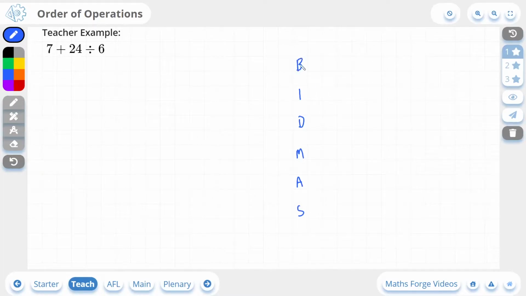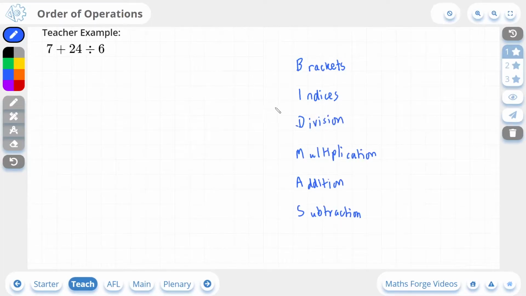So the top letter, which stands for brackets, is the first thing that you should do. Anything that's in brackets, you do that calculation first before you do the rest of them. And it goes in this order. The next operation is indices. Another word for this is powers. So anything with a power, you calculate it after you calculate the terms with brackets around them. The third order of operation is division, then multiplication, then addition, and finally subtraction. And it's best for you to remember this and practice questions with it.